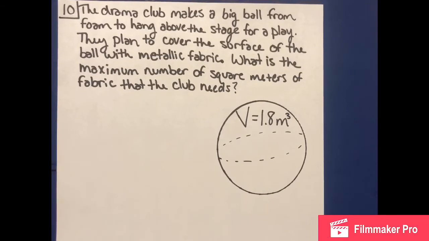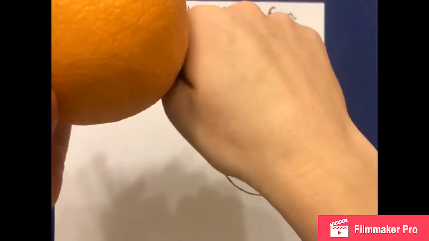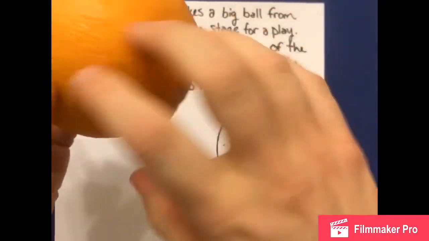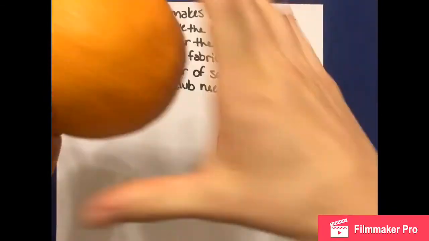Okay, so we look at this and we go, okay, they're really taking metallic and they're covering it with the fabric, and they want to be able to see how much is that if they're covering.